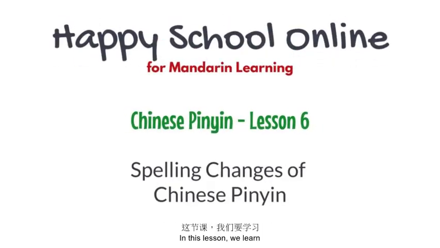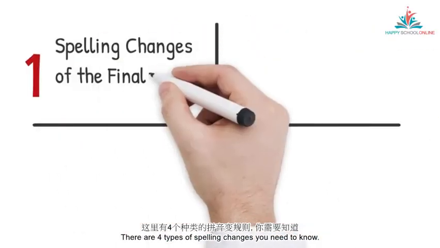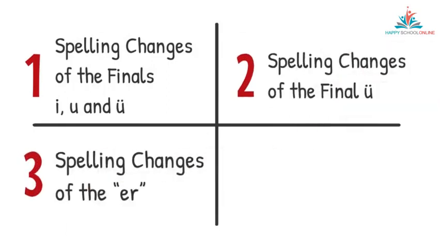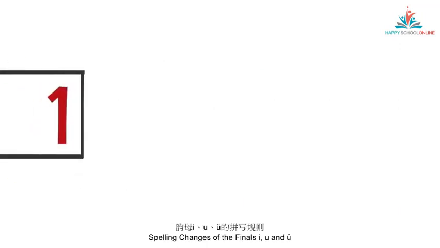In this lesson, we learn the spelling changes of Chinese Pinyin. There are four types of spelling changes you need to know. One, spelling changes of the finals.